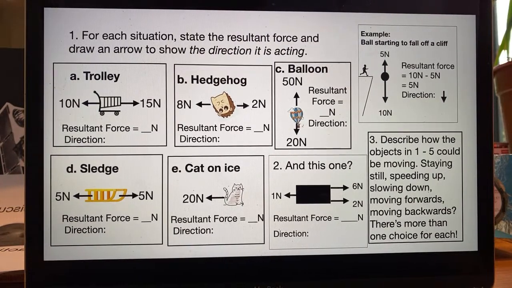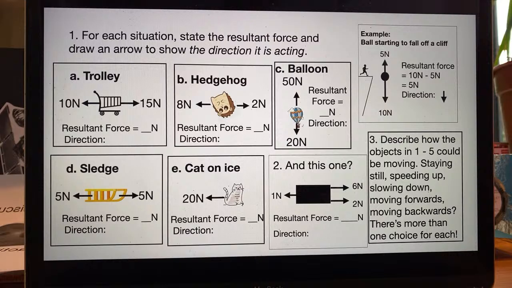A cat on ice. It's a great BBC show, isn't it? With 20 newtons being applied to the left and nothing on the right. And question 2, they're supposed to get harder. Question 2 has 2 arrows on the right, a 6 newton and a 2 newton, and just 1 arrow on the left, which is 1 newton. And question 3, which is tough and has to make you think back on other lessons.